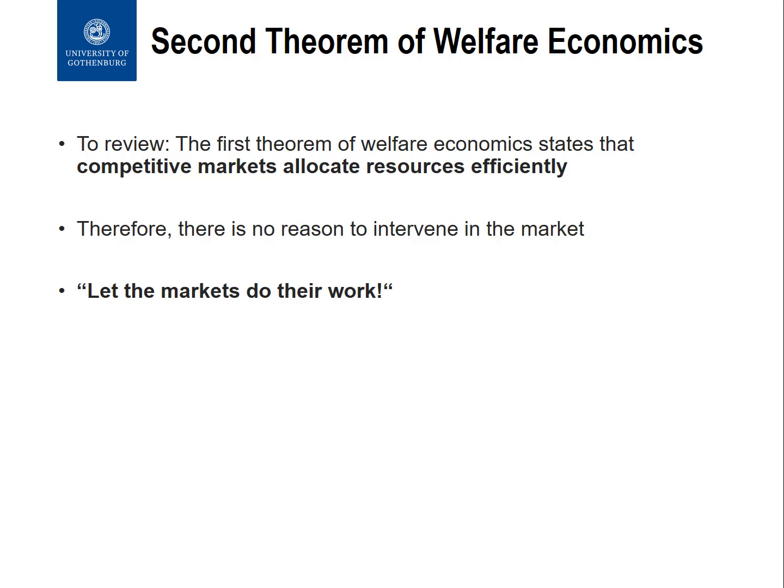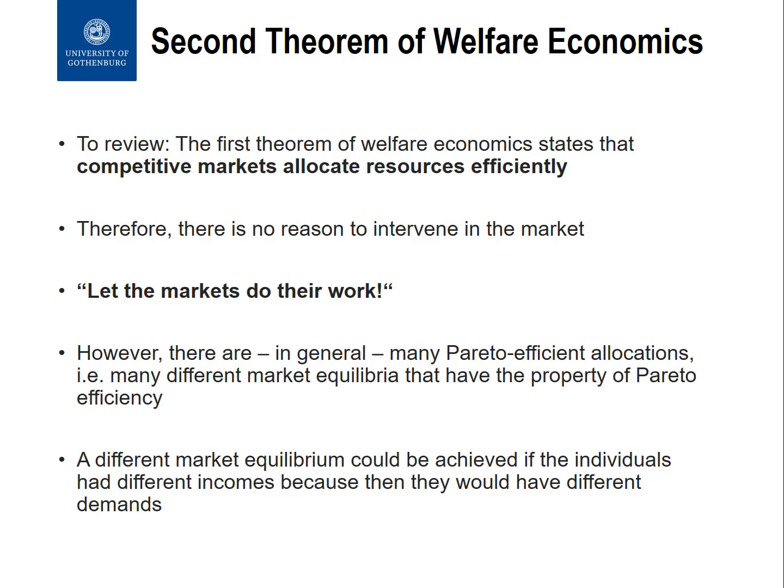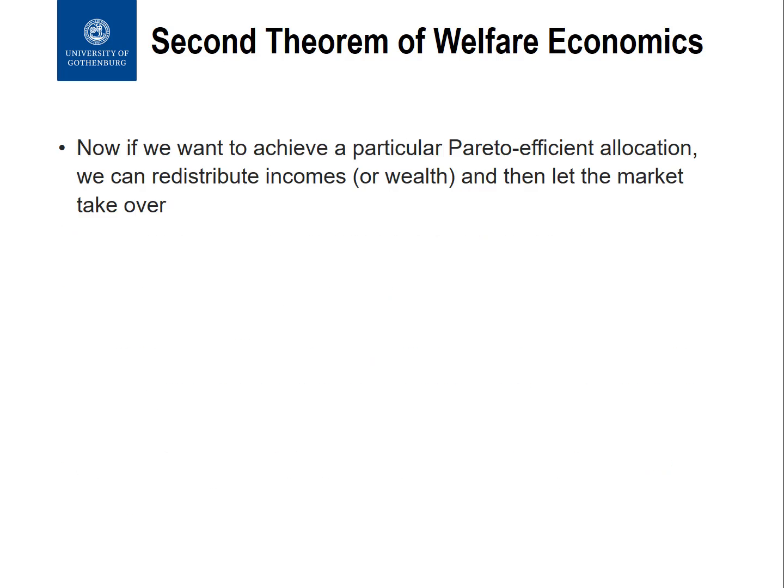However, there are often many Pareto efficient allocations, that is, many market equilibria that have the property of Pareto efficiency. For example, a different market equilibrium could be achieved if the individuals had different incomes, so different demands. If we want to achieve a particular Pareto efficient allocation, we can distribute incomes and then let the market take over.